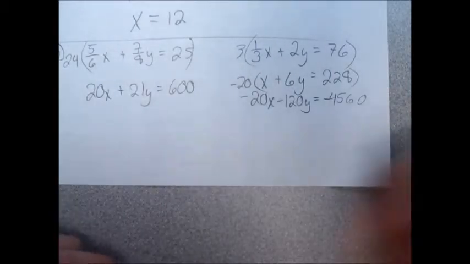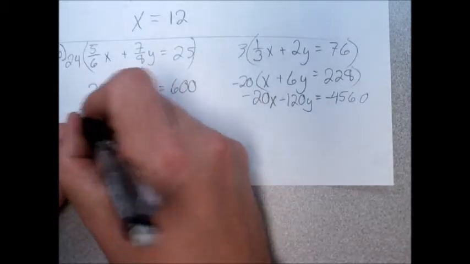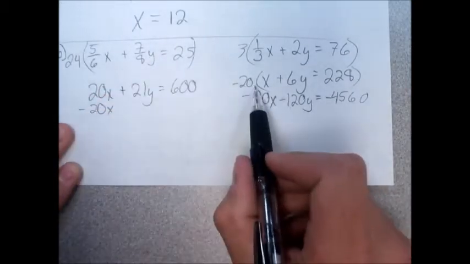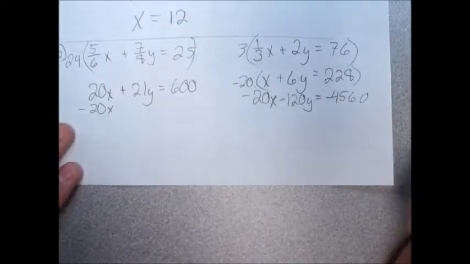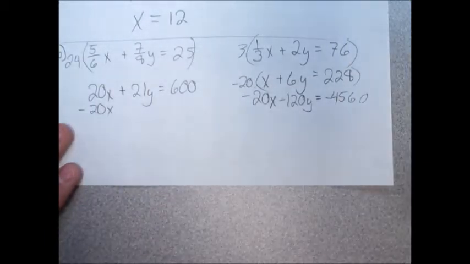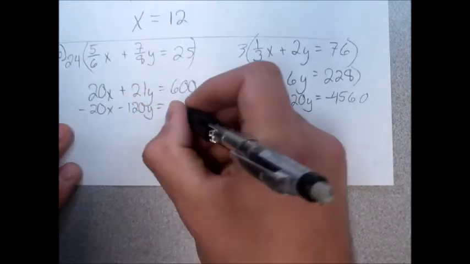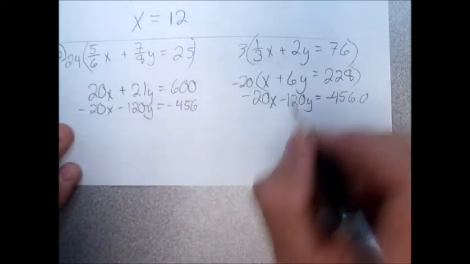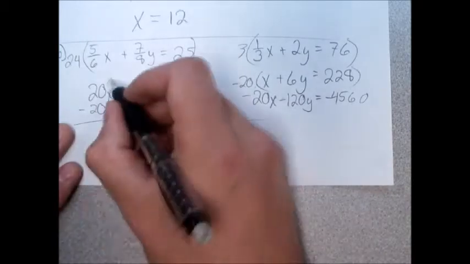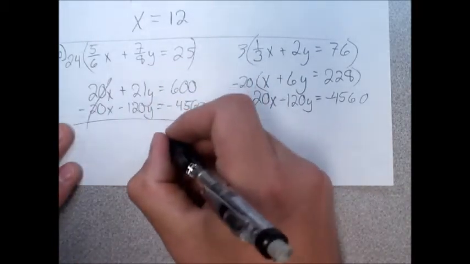Okay, so now I have opposites but the same, so I'm going to move it over here, -20x. And if you want to multiply this and write it down at the same time, you are more than welcome to do that. As we get comfortable in this, that's what I'll be doing. Minus 120y equals -4,560. And I start adding straight down.